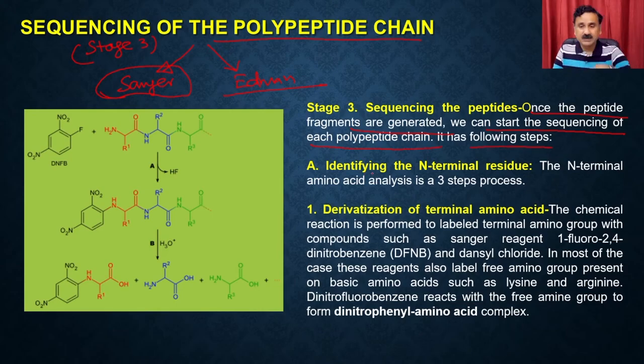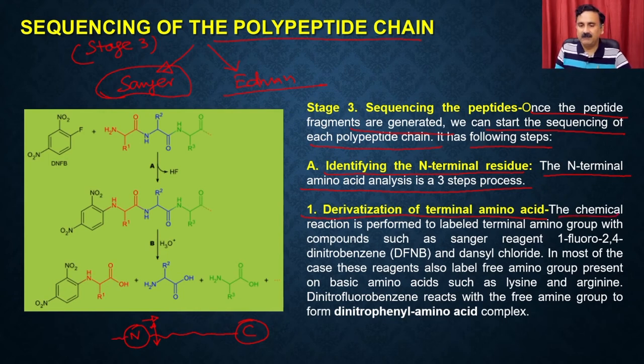First, you have to identify the N-terminus residue. The N-terminal amino acid analysis is performed in three steps. Number one, you are going to label the terminal amino acid. As I said when we were talking about the primary structure, it has an N-terminus and a C-terminus, right? So we are first sequencing the protein from the N-terminus. For the first amino acid, we are just using labeling. So we are labeling the terminal amino acid.